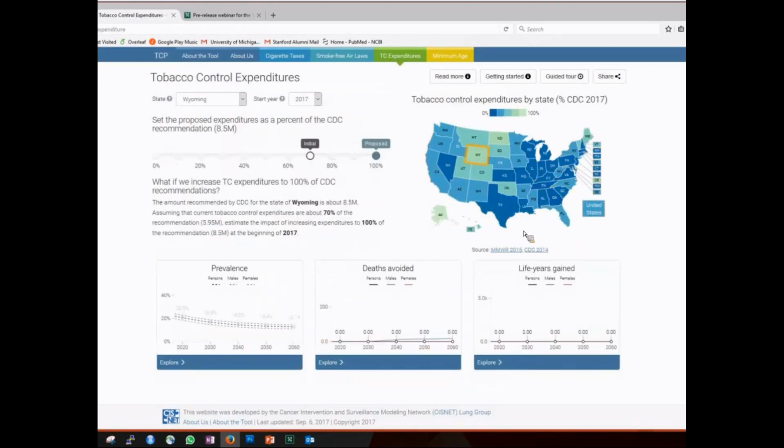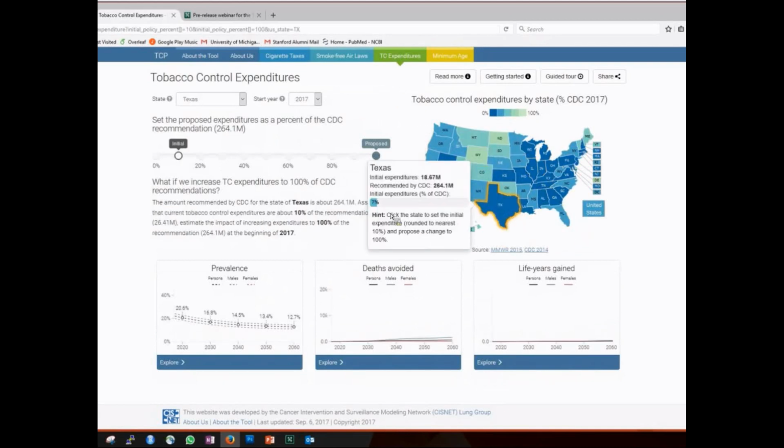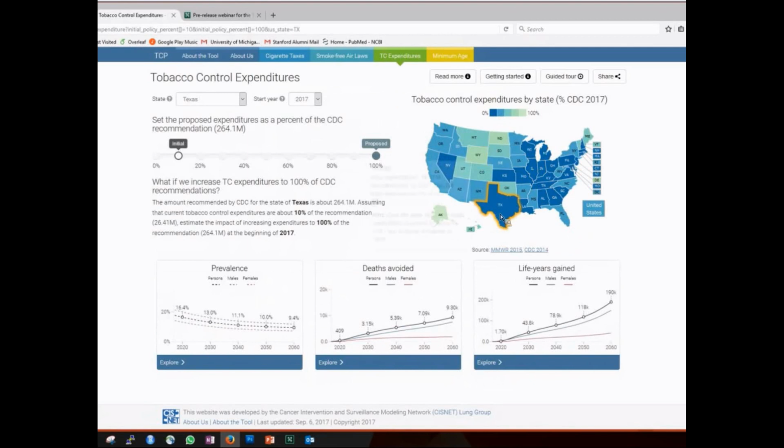Let's go to tobacco control expenditures, and let's choose another state, the state of Texas, which is only at 7% of the CDC funding recommendations, and we're proposing a policy that raises the level of tobacco control expenditures all the way up to 100%. We get the summary here, and then the three outputs once more.